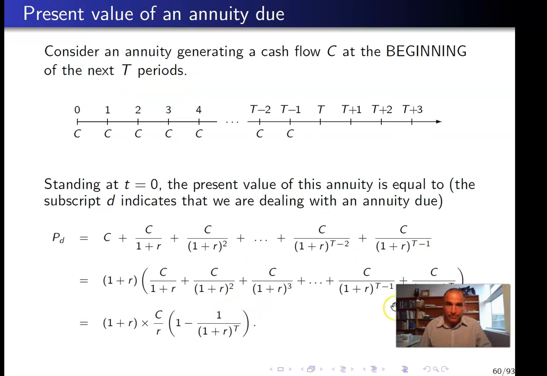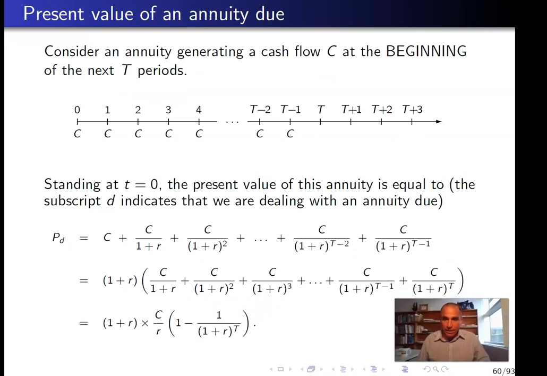What if this is an annuity due? If we consider an annuity generating a total of T cash flows at the beginning of the next T periods, so we have C at time 0, 1, 2, 3. So to have T of these cash flows, the last one must take place at time T minus 1. Okay, so if we count starting at 0, 0, 1, 2, 3, 4, 5.